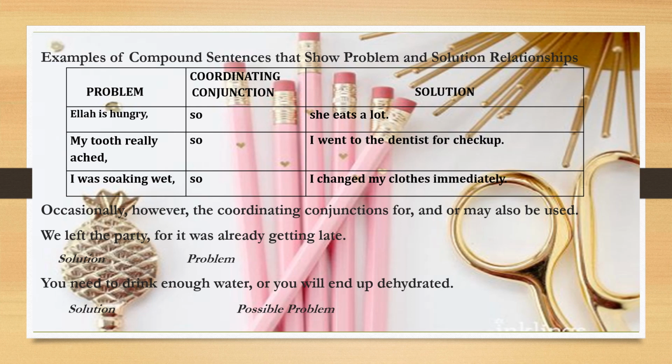compound sentence. Now, occasionally, however, the coordinating conjunctions "for" and "or" may also be used. We left the party, for it was already getting late. So "we left the party" is the solution. "It was already getting late" is the problem.